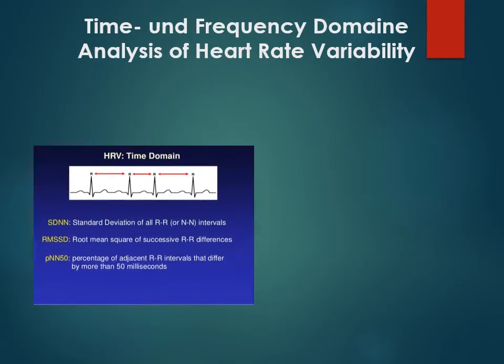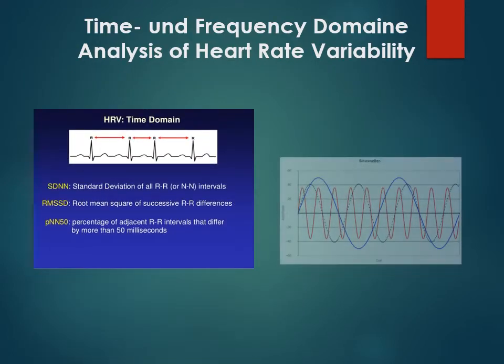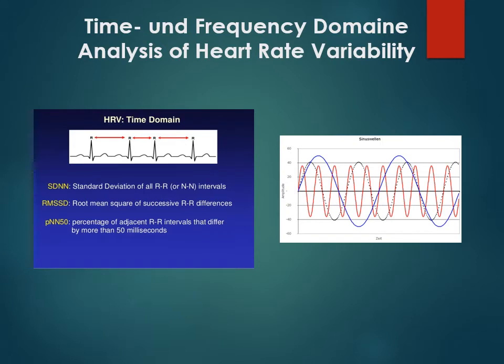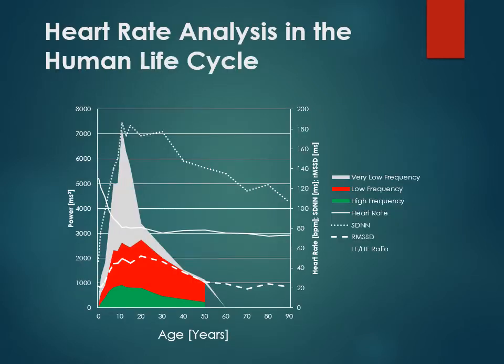For our research, we use time domain and frequency analyzers. However, we try to return to the simple heart rate measurement in the 24-hour Holter ECG and the active standing test, which mostly represents the success of a therapeutic intervention. This slide shows the changes of heart rate variability in the human life cycle.